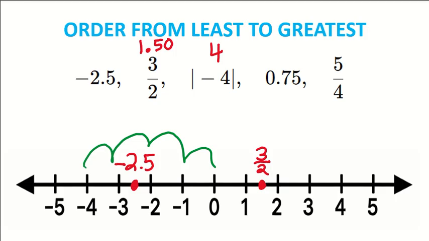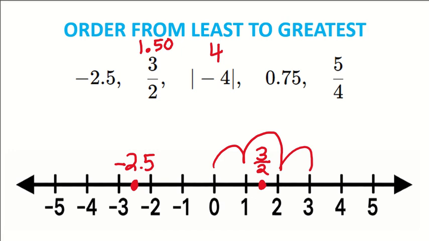Now, having said that, I'm going to plot that on the number line. Let me go ahead and erase this real quick. Starting at 0, I'm going to go over 1, 2, 3, 4. Now, once again, I'm going to write the absolute value of negative 4 up there, just so my teacher can tell what I'm doing. But the absolute value of negative 4 is 4.